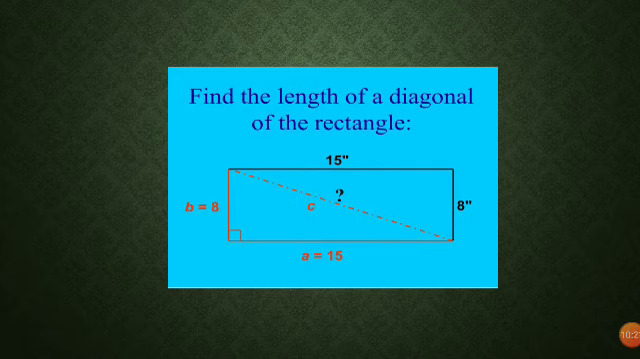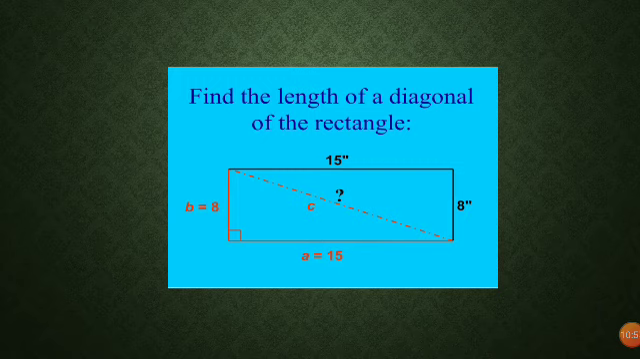Find the length of the diagonal of the rectangle. Diagonal means splitting the rectangle; that is called the diagonal. It splits the rectangle into two right angle triangles. In the center we can draw one line. So we take the two right angle triangles.